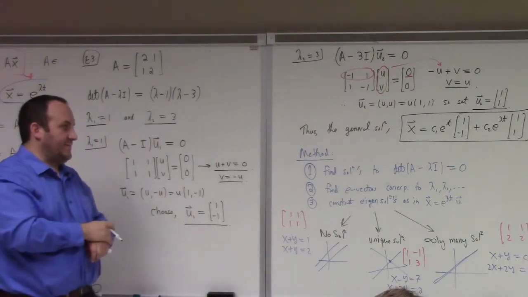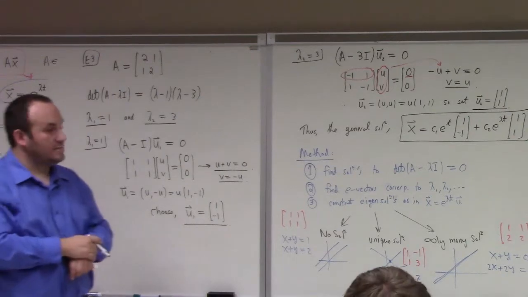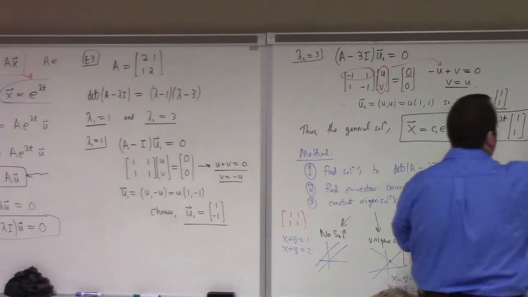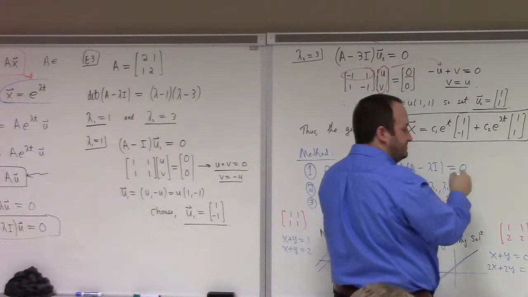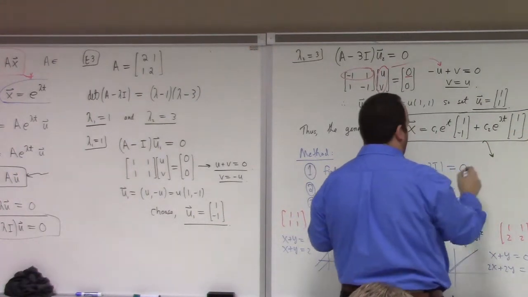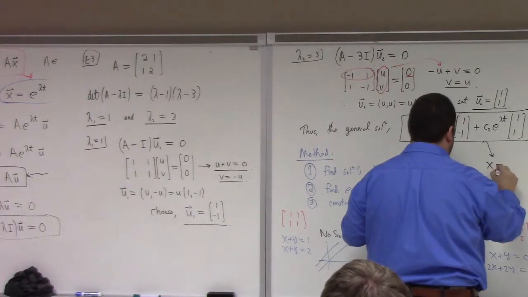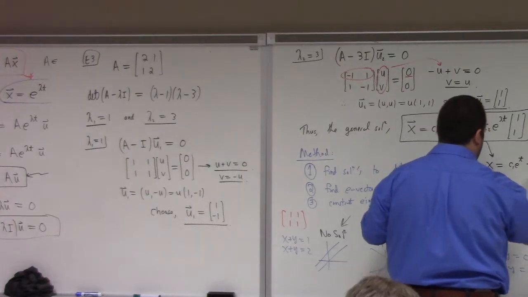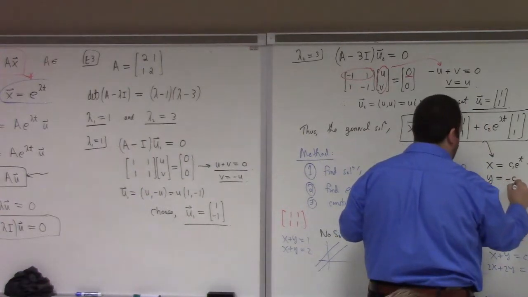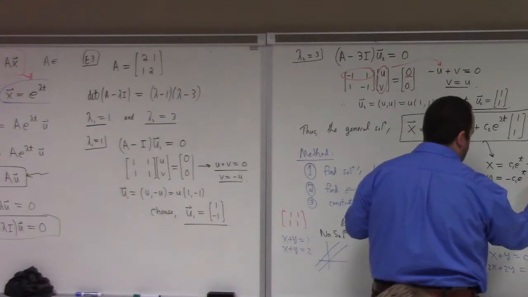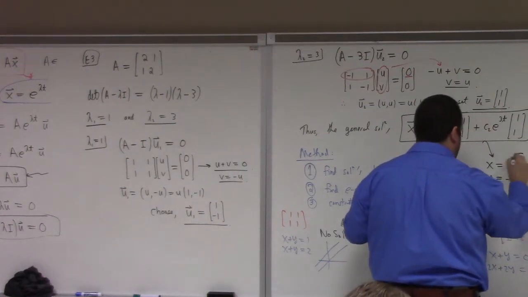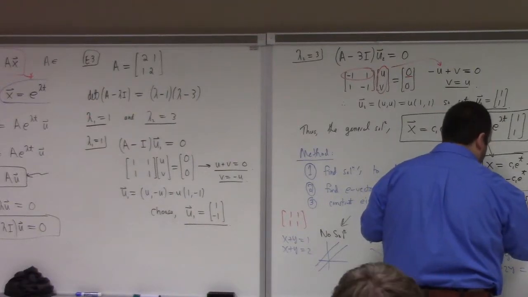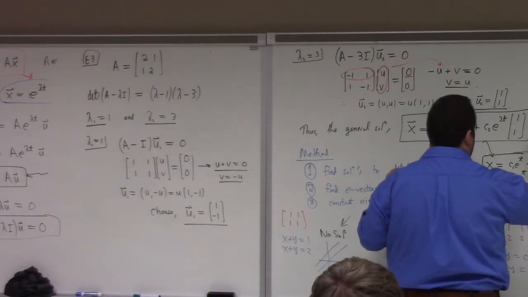Now I can unwrap this. Let me go back to x and y. So what are actually x and y here? This means x is equal to c1 e to the t plus c2 e to the 3t, right? And y is equal to minus c1 e to the t plus c2 e to the 3t. So this is what I would call the scalar solutions. This is the vector solution.